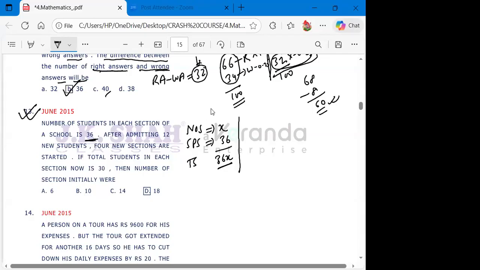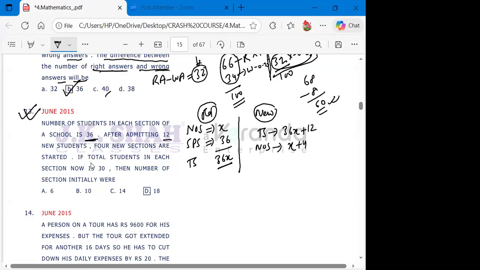Now we are discussing the new position. They are saying after admitting how many students? 12 students. Sir, can I say total students will become then 36x plus 12? How many of you understood this line? The total students will increase by 12 now. Sir, then they are saying 4 new sections are started. It means number of sections will become x plus 4. How many of you understood this part?